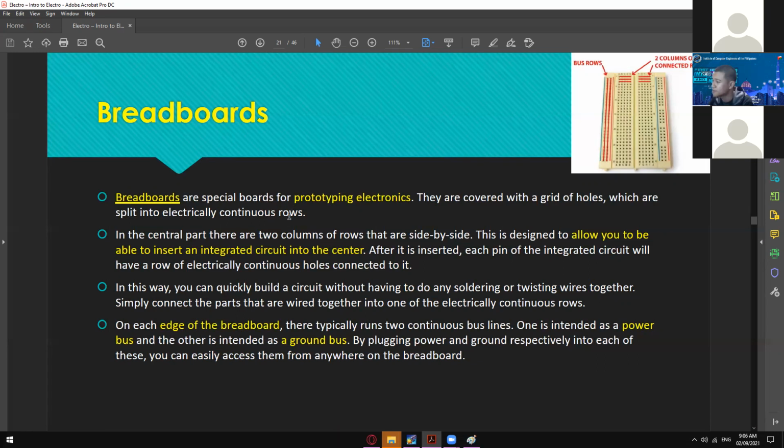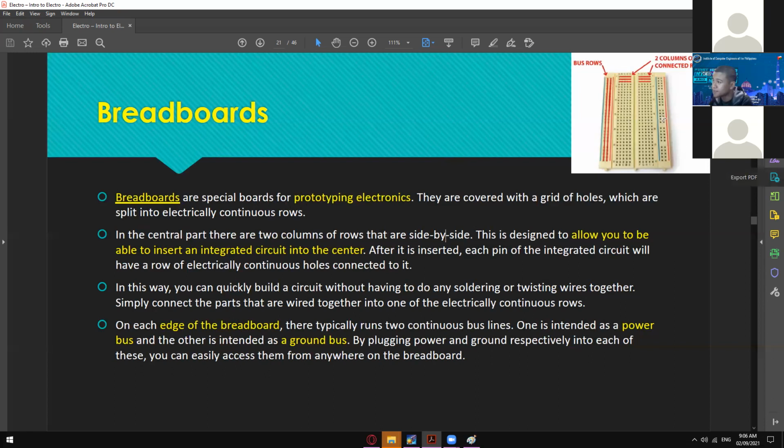They are quite interesting, especially if you are more into, let's say, robotics, robotic arms, RCs. What else? Working on sensors. So this is a very, very good tool that you can have if you're going to experiment on this kind of thing. Breadboards are boards especially for prototyping electronics.